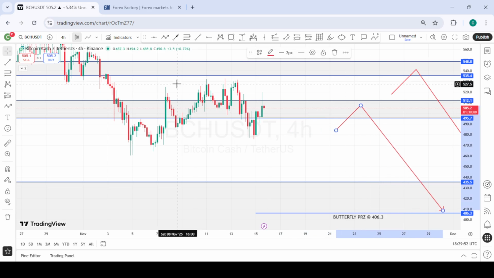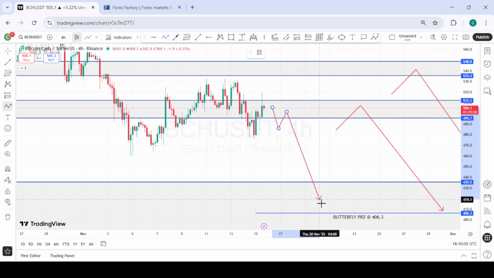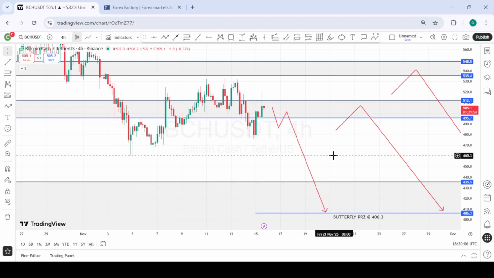Now that we are already in our very first area of interest, should we get a 4-hour candle close below the structural low and come for a pullback into this zone, we're looking for selling opportunities to the downside to $406 for Bitcoin Cash.